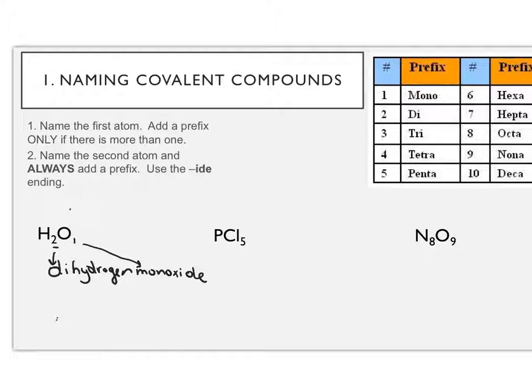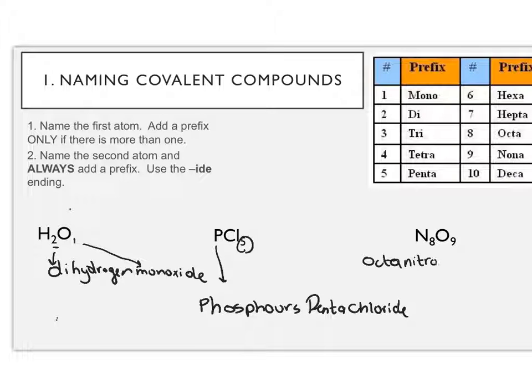The second example is PCl5. You don't put a prefix in front of the first atom, so therefore you just write it as phosphorus. Right? This 5 indicates that you have 5 chlorines, therefore you need the prefix penta. And then you're going to change the ending to "-ide", so that's going to be chloride. N8O9, you have octa, nitrogen, nona, oxide. And this is how you name covalent compounds.